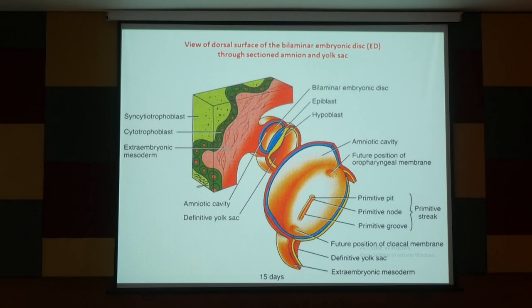We call it trilaminar. So we have to make this trilaminar germ disc, which is present in this region. Here, what we are seeing are the cut sections of the zygote which is implanted in the area known as the endometrium of the uterus.